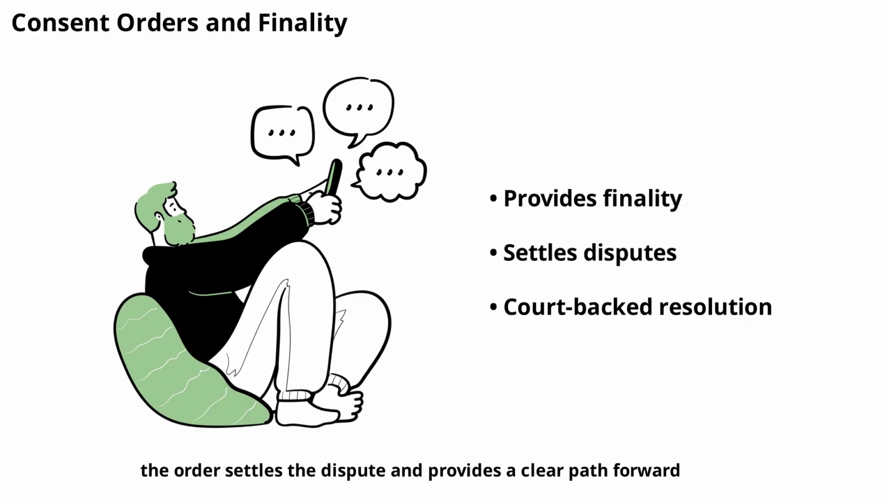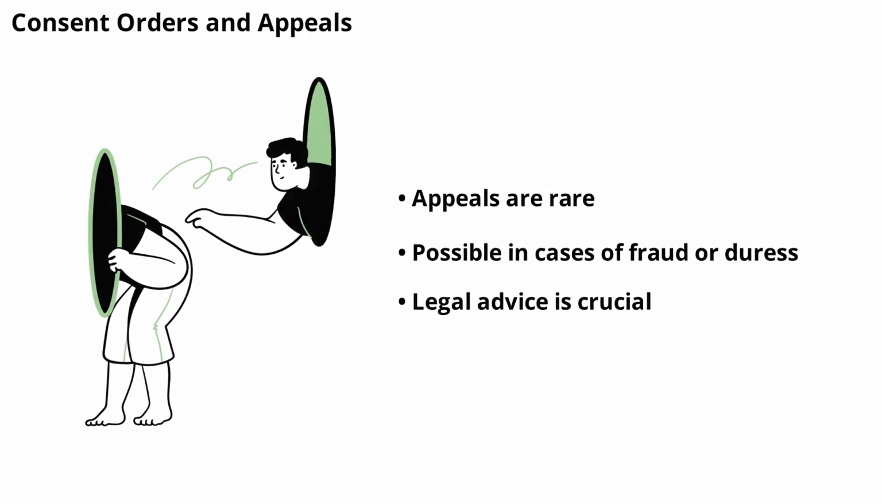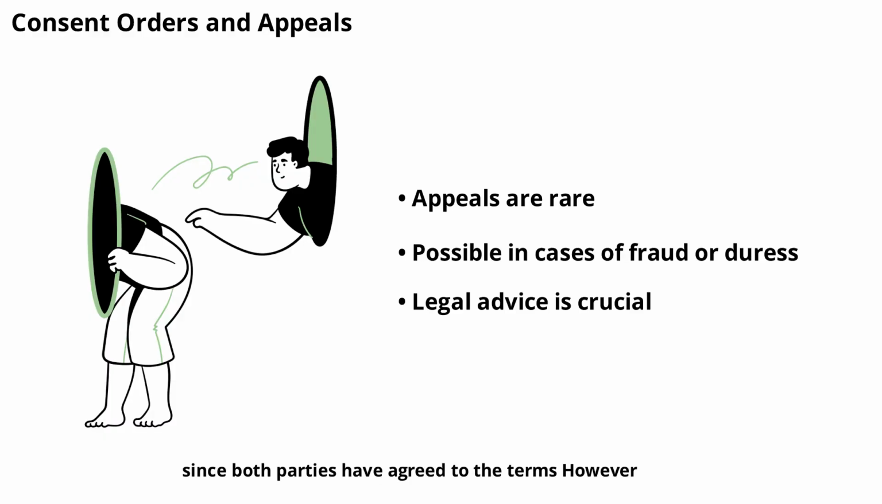Once approved, the order settles the dispute and provides a clear path forward. This helps both parties move on with their lives or businesses, knowing that the matter has been resolved and is backed by the authority of the court. Appealing a consent order is rare, since both parties have agreed to the terms. However, if there was fraud, duress, or a fundamental mistake, a party may be able to challenge the order in court. The process is more complex than appealing a regular judgment, and legal advice is essential if you believe a consent order should be set aside.